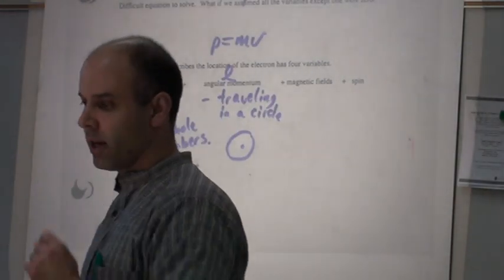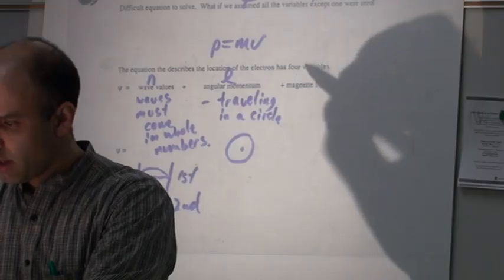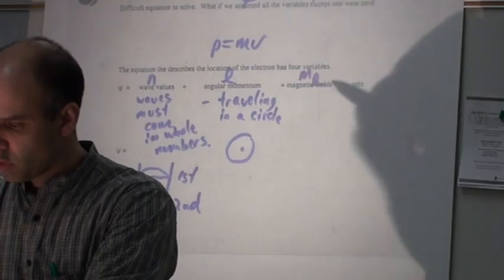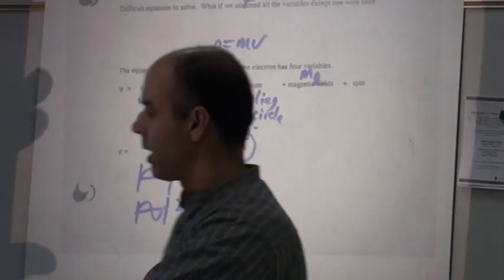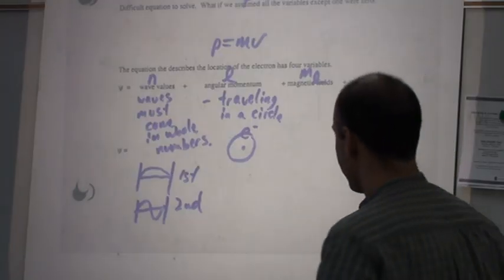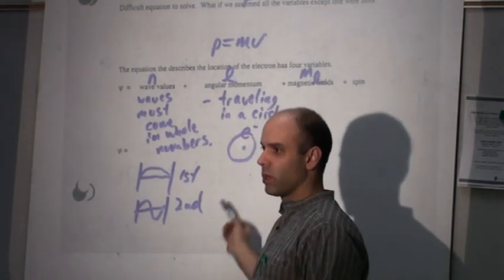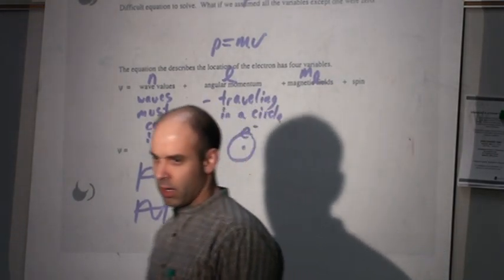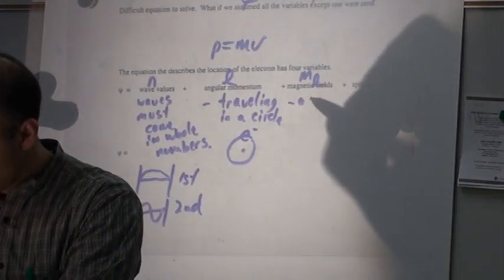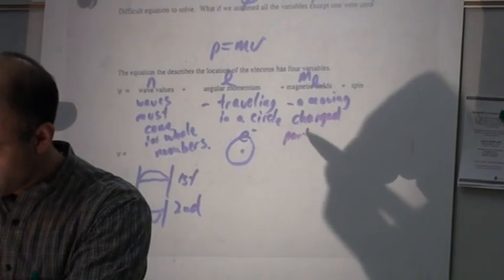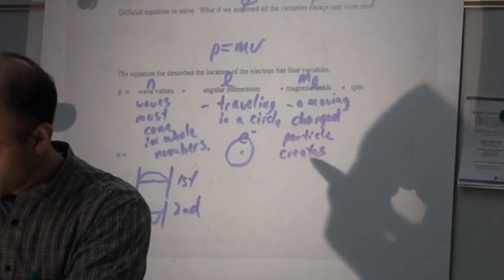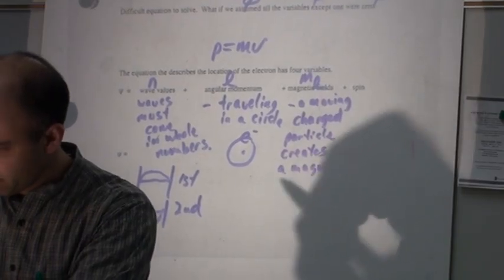The third variable we have to take into account is the letter m with a subscript L, also known as m sub L. When an electron moves, it creates a magnetic field. Anything that's got a charge, when it moves, creates a magnetic field. So a moving charged particle creates a magnetic field.